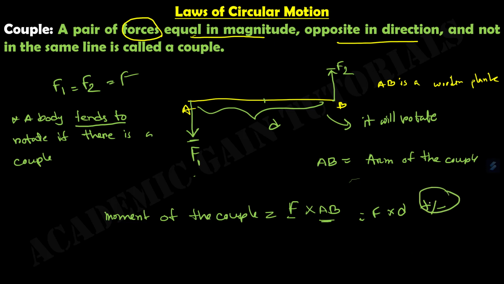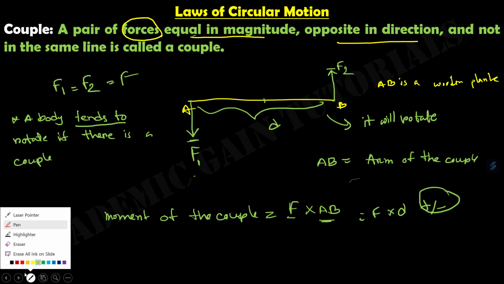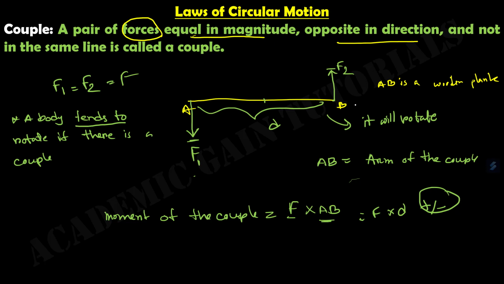If the body rotates in the anti-clockwise direction due to the application of the couple, then that moment is called a positive moment. But if it rotates in the clockwise direction, then the moment will be negative.